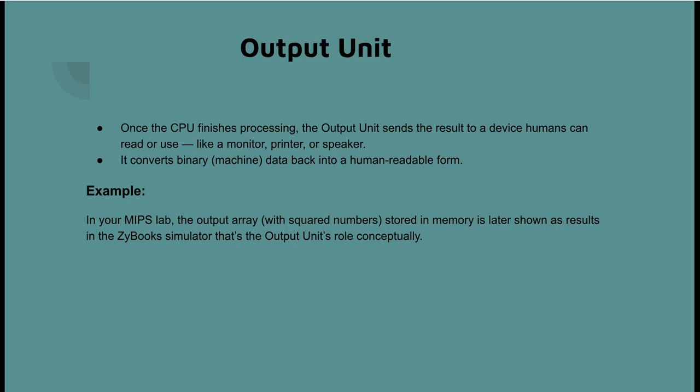Output unit. Once the CPU finishes processing, the output unit sends the results to a device humans can read or use, like a monitor, printer, or speaker. It converts binary machine data back into human-readable form. Example: in your MIPS lab, the output array with squared numbers stored in memory is later shown as a result in the zyBooks simulator. That's the output unit's role conceptually.